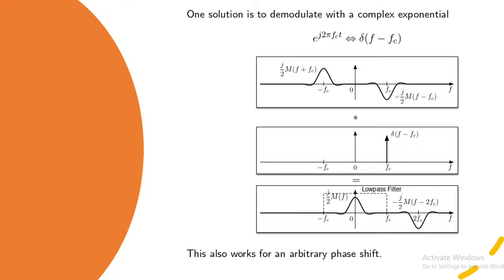So the middle one is now for the exponential, so you have delta f minus fc. Since the delta function is at only fc, not at minus fc, when you do the convolution, things will come to baseband, around 0. So the spectrum will be shifted to baseband 0. There you use a low pass filter and get back the original signal. This method will work for any arbitrary phase shift also, not only for 90 degrees.